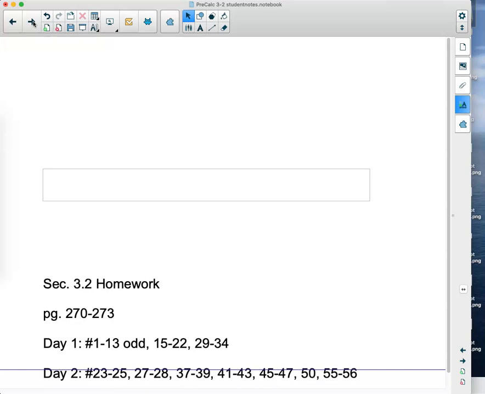Section 3.2 day 1 homework is 1 to 13 the odd, and then 15 to 22, and 29 to 34.